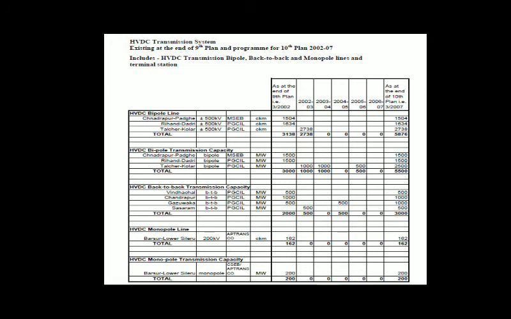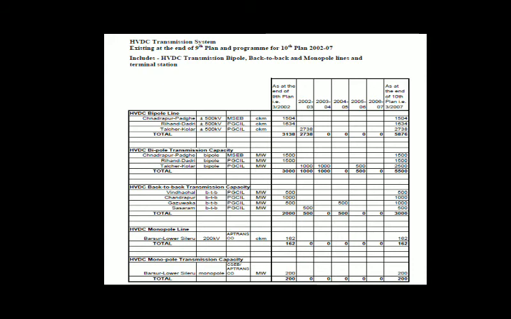Okay, it is the 9th plan, like mentioned above: HVDC transmission system existing at the end of 9th plan and program for 10th plan, that is 2002 to 2007. It includes HVDC transmission, bipole, back-to-back, monopole lines and terminal stations. So look at the left side of the chart, HVDC bipole line: Chandrapur, Padge, Rihand, Dadri, Talcher, Kolar, and the rating is plus minus 500 kilovolt.